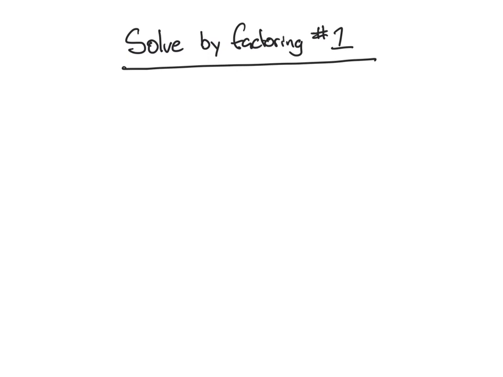I know you can solve things the other way, but if we solve by factoring, we actually get to an answer a little bit faster. So here's what we're going to be looking at. We're going to look at things that look like this: x squared plus 5x plus 6 equals 0.